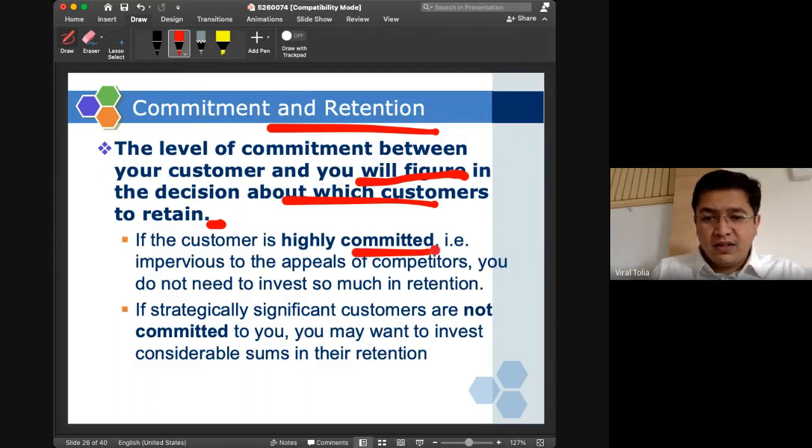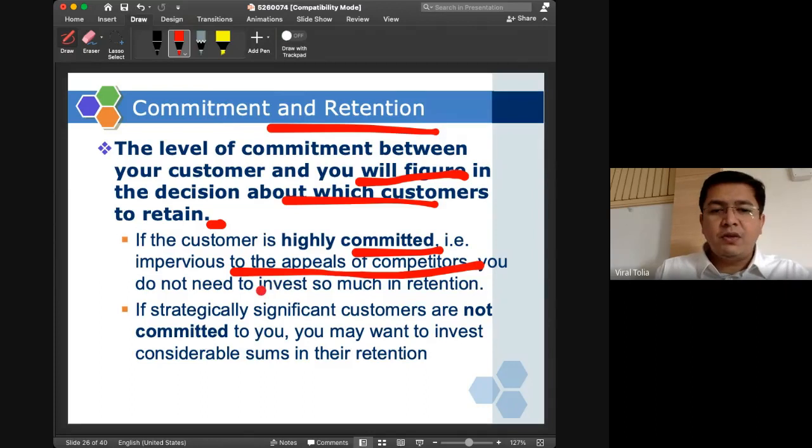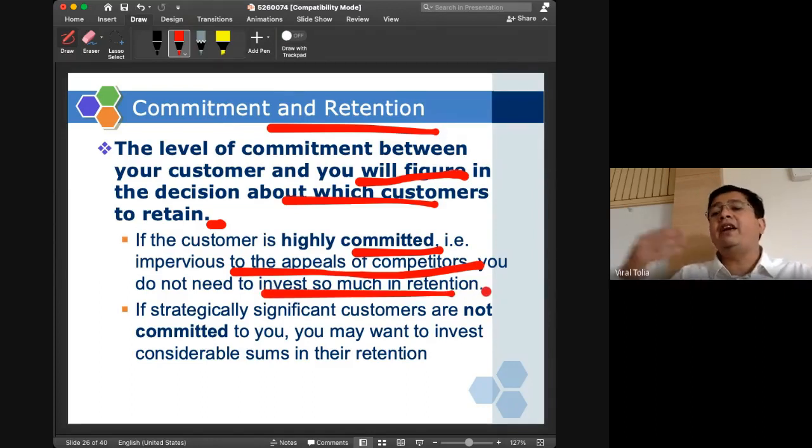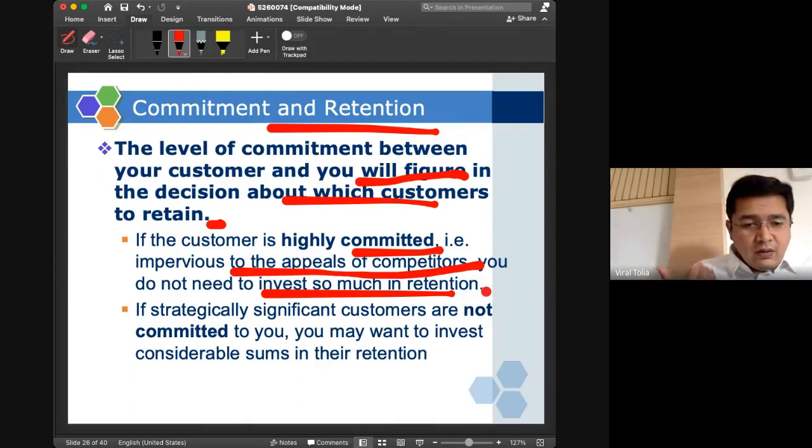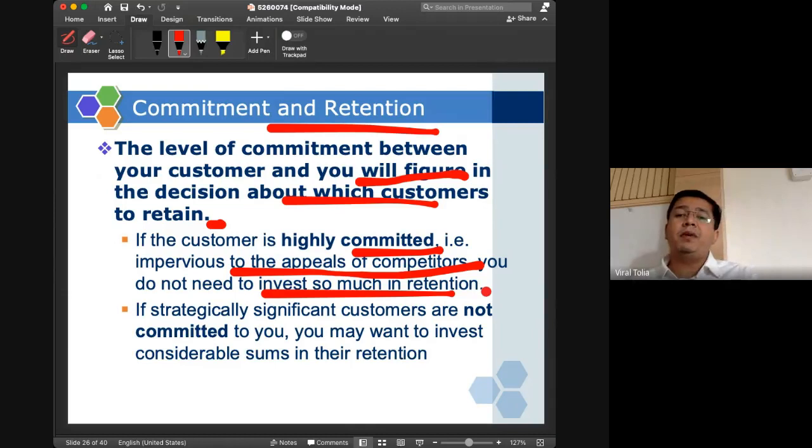So if the customer is highly committed, to improve the appeal to the customers, you need to invest a lot of time in retaining those customers over a period of time. Why? Because by just looking at the commitment, you are able to understand that yes, these are the people who are ready to be with me for a longer period of time.